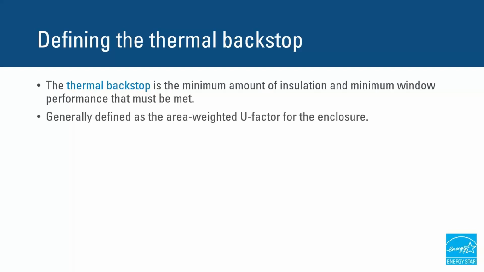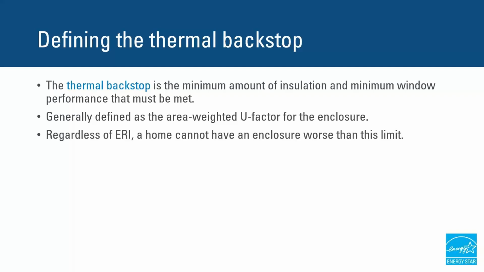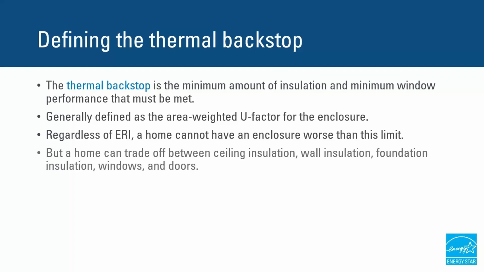More precisely, the thermal backstop can be defined by a single number, which is the area-weighted U factor for the enclosure. That means that regardless of the ERI value that the home achieves, it can never have an enclosure that's worse than these limits and be certified. But a home can trade off between ceiling, wall, and foundation insulation, windows, and doors to meet this thermal backstop.